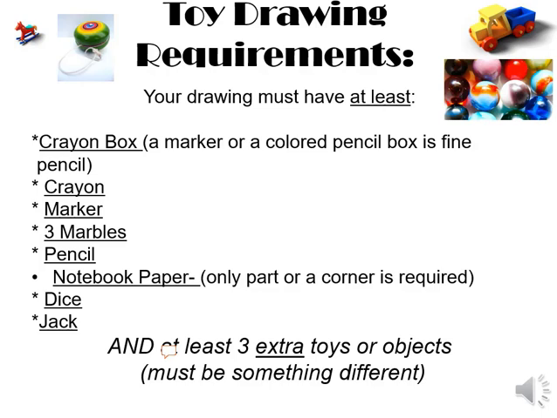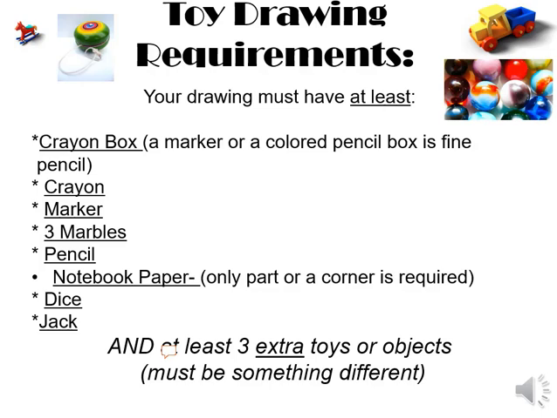You will need at least one crayon, one marker, 3 marbles, a pencil, a piece of notebook paper, and only do part. If you want to do the whole piece, that's fine. It takes up a lot of white colored pencil to color that in. When you do your notebook paper, you can have part of it on the paper, and you can have designs or a sketch drawn on it or notes. That kind of gives it a visual interest.